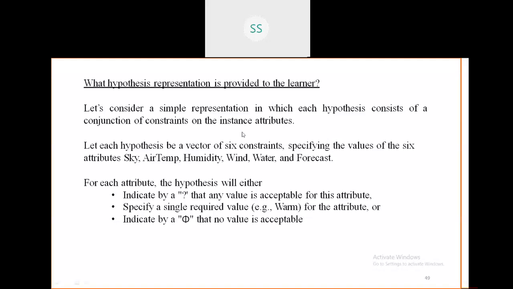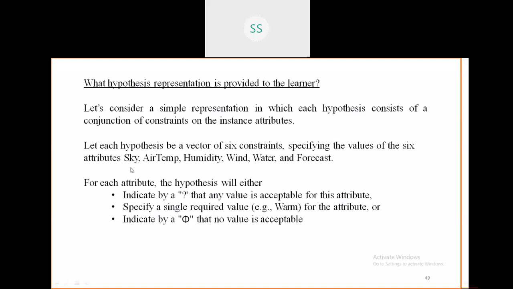Let us consider a simple representation in which each hypothesis consists of a conjunction of constraints on the instance attributes. Let us consider, for example, a simple representation. How to develop the hypothesis: let each hypothesis be a vector of six constraints, specifying the values of six attributes, that is sky, air temperature, humidity, wind, water, and forecast.